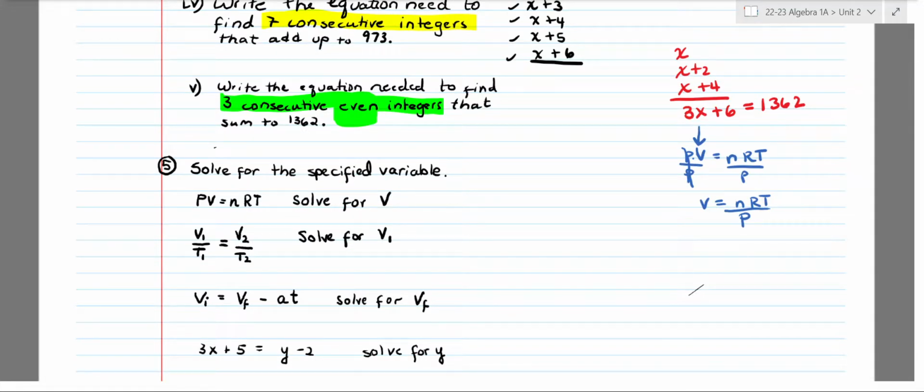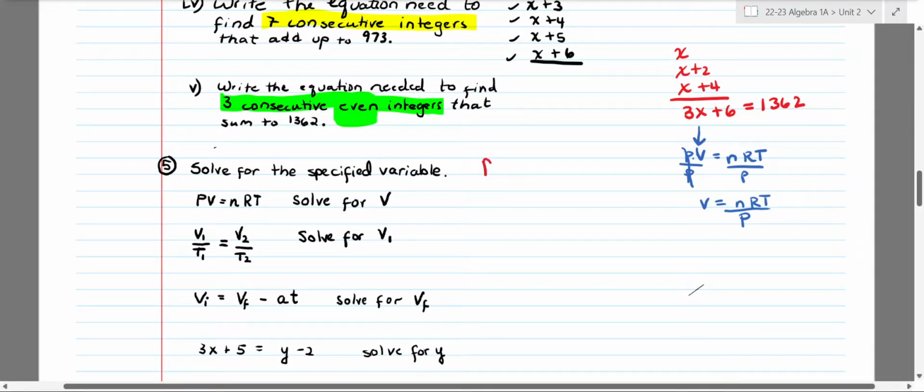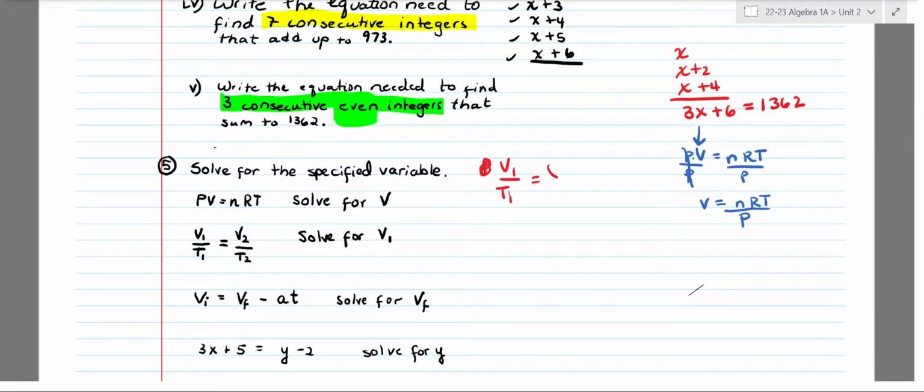Okay, so now we have PV equals nRT. Sorry, what did I do? We already did that one. V1 over T1 equals V2 over T2. And we're trying to solve for V1. Whew.